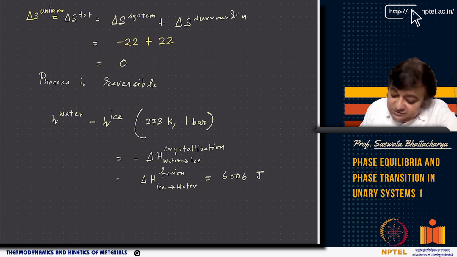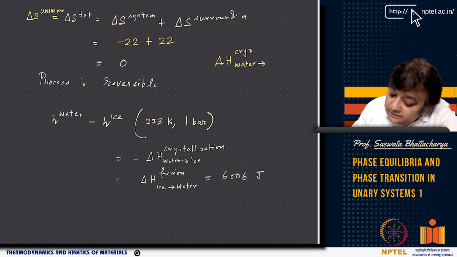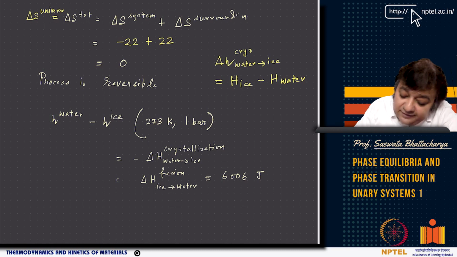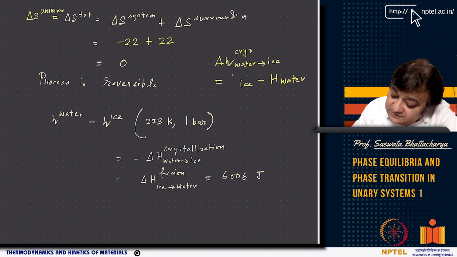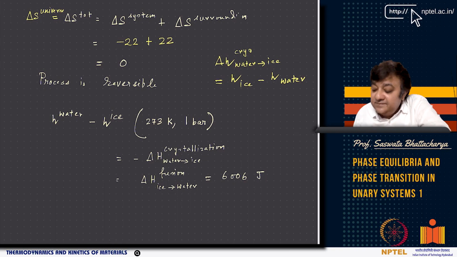Now we have been asked to calculate the change in enthalpy, or the difference in enthalpy, between water and ice at 273 K and 1 bar pressure. So when I write delta H for water transformed to ice, what I mean is H ice minus H water. Again, this H can be small h or capital H, it doesn't matter. It is basically the enthalpy per mole. So it is H ice minus H water.